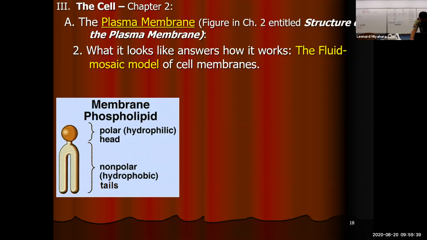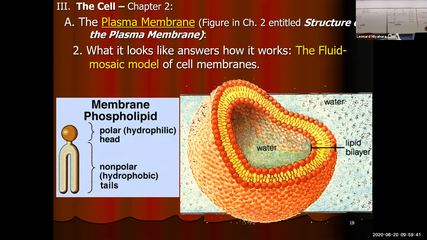You throw a whole bunch of these in distilled water and it's going to form this. And the reason why is because the water-loving hydrophilic heads want to be against the water outside the bubble and the water inside the bubble. And the water-fearing hydrophobic tails turn in on each other, forming a double layer, what we call a phospholipid bilayer, or lipid bilayer for short.